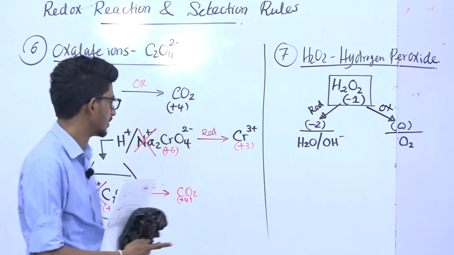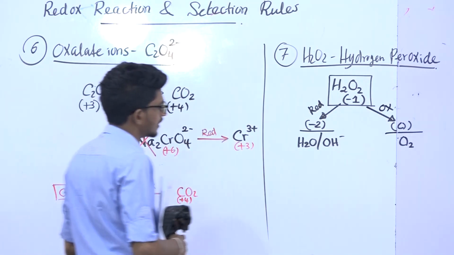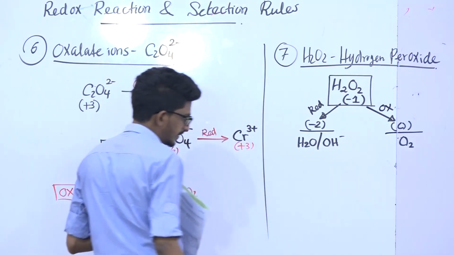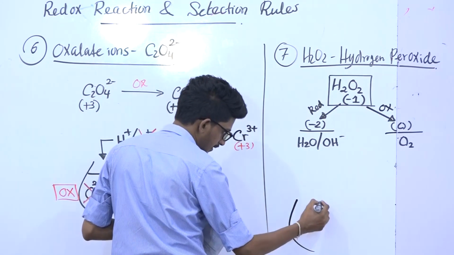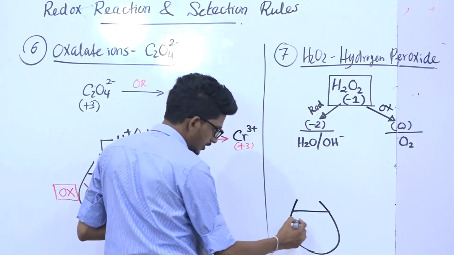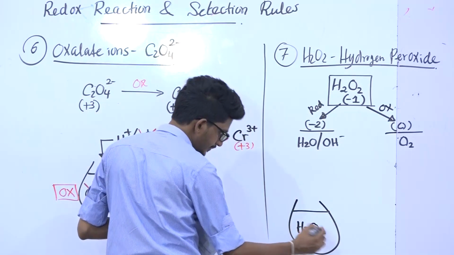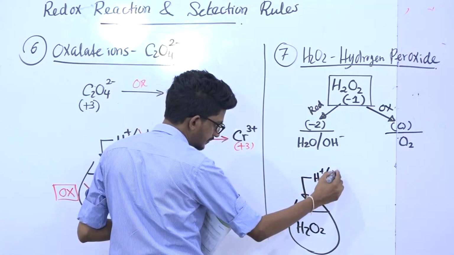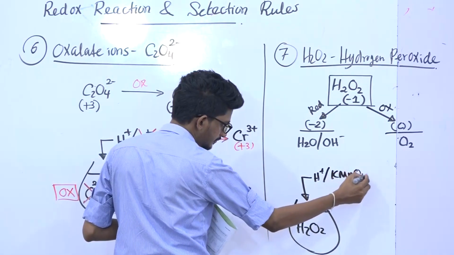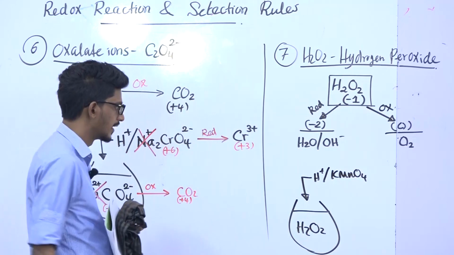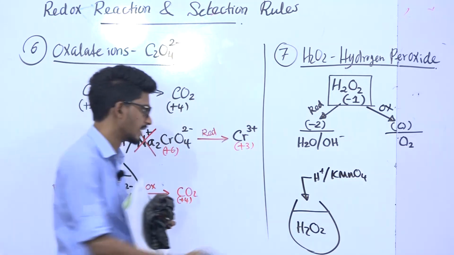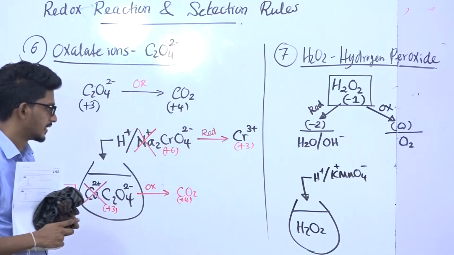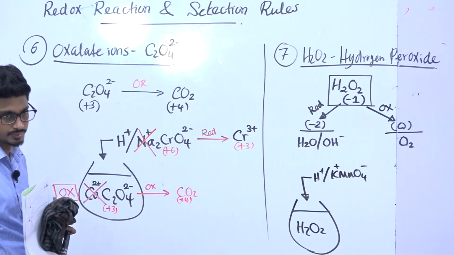If you need an example, it's like this. Say you have H2O2 here, and from the top you are adding acidic KMnO4. That means the K+ ion and the MnO4- ions are added to a solution containing H2O2, right?